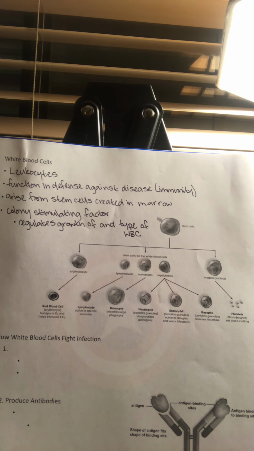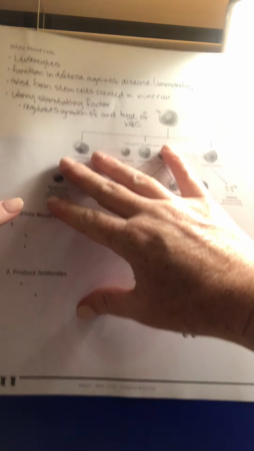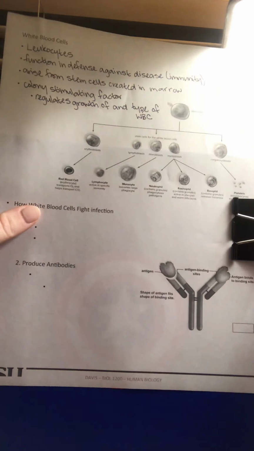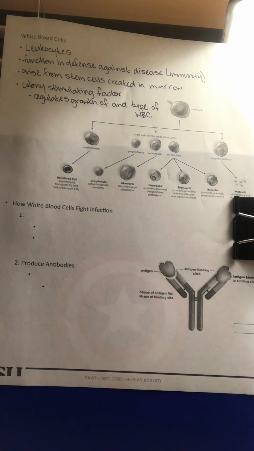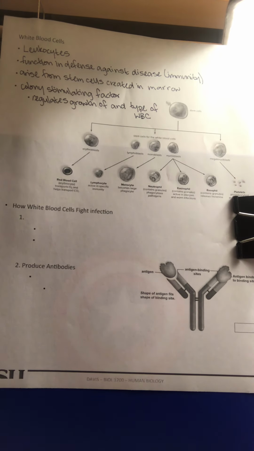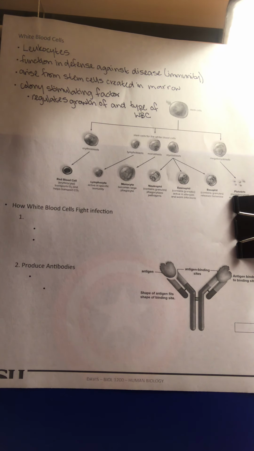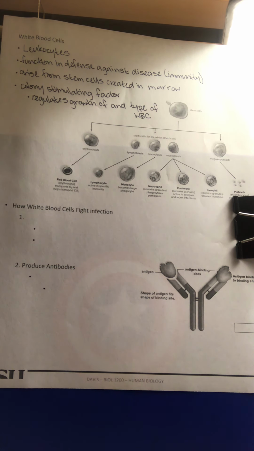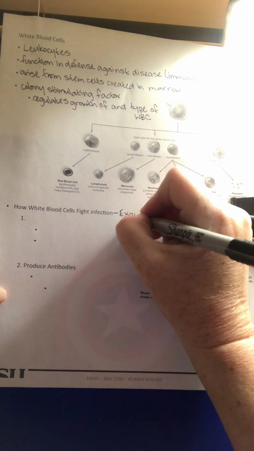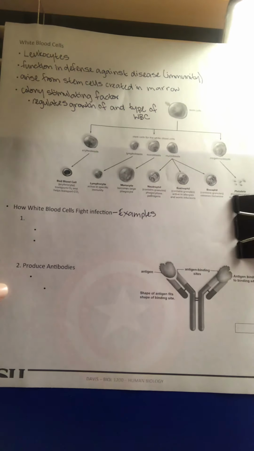All right. So let's go over some basics for how white blood cells fight infection. We'll go over this a little bit more when we come to the immune system, but we need these basics on white blood cells before we can talk about immunity in any depth. Okay, so here are some examples of how white blood cells fight infection.